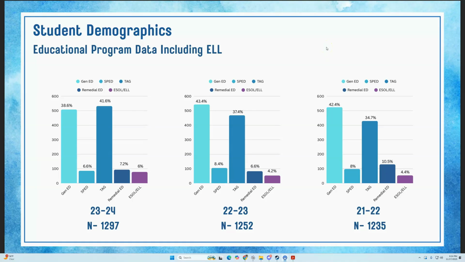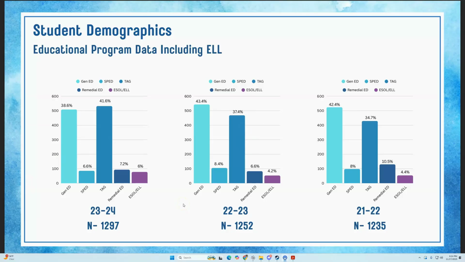Here we have our educational program data, including ELL. We have 5 different demographics. We have Gen Ed, we have SPED, we have TAG, we have Remedial Ed, and we have ESOL, ELL.